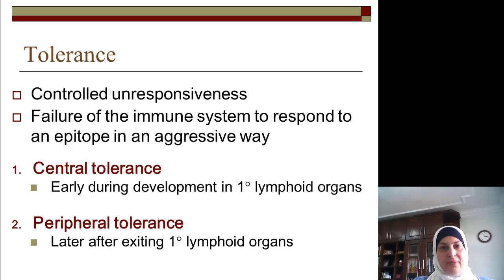So we need tolerance, and this tolerance is controlled and managed both centrally and peripherally. Centrally, we mean the control of tolerance in the primary lymphoid organs like the thymus and the bone marrow. Peripheral tolerance is the control of immune reaction after the lymphoid cells, whether T or B cells, exit the primary lymphoid organ, when they are in the circulation, when they are in the tissues. So there should be a sort of peripheral control to maintain the state of tolerance.